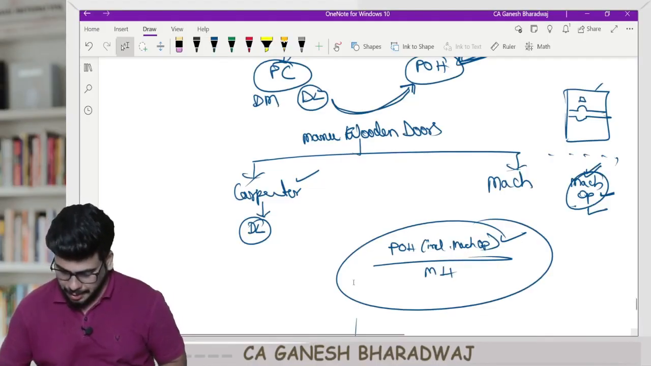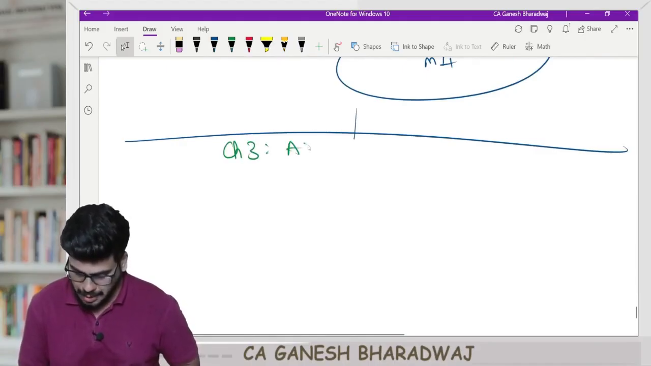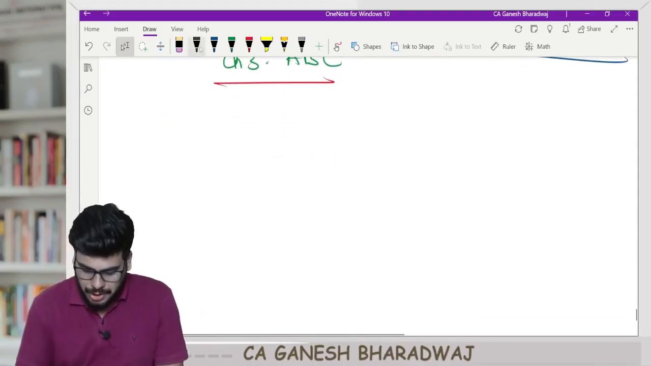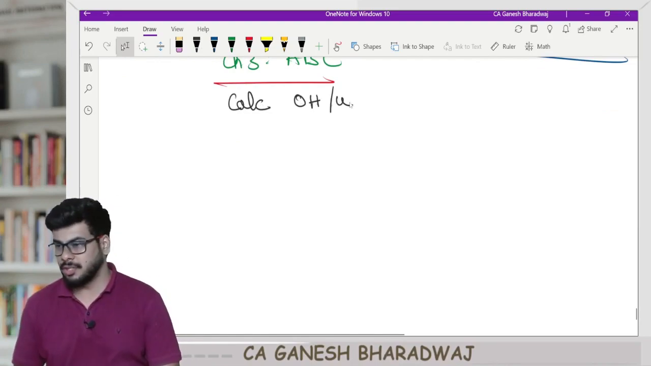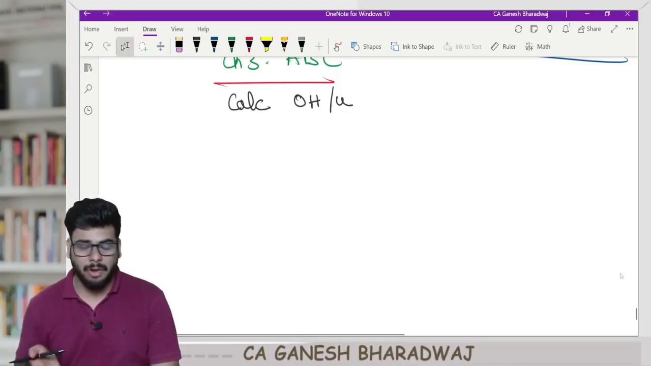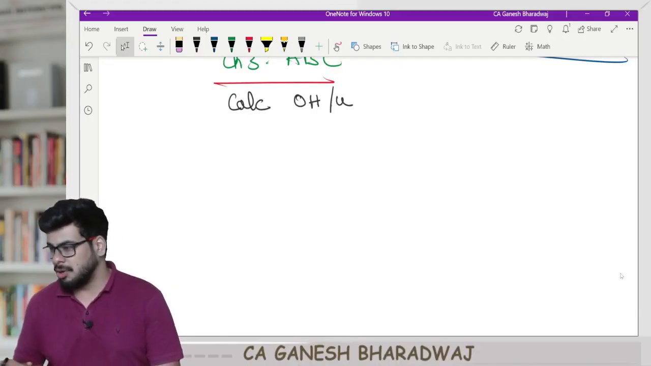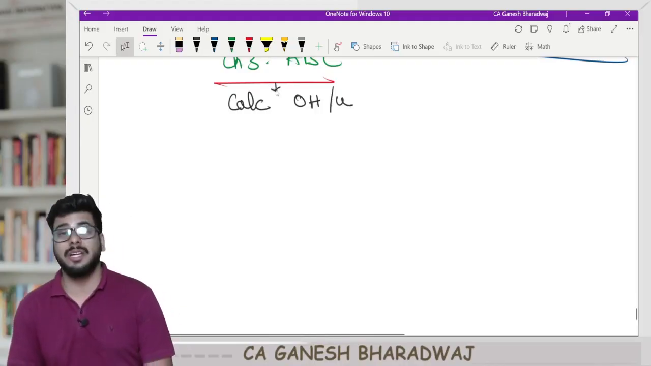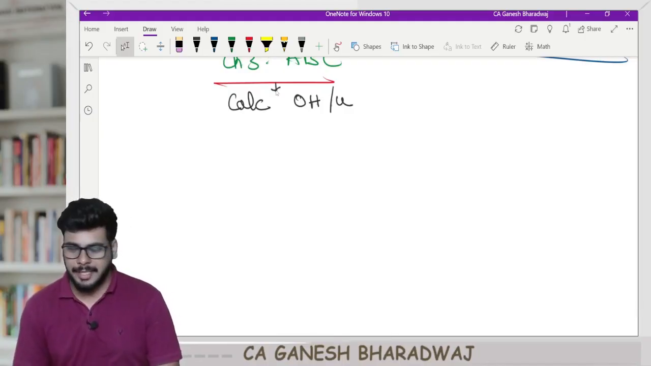Now in this chapter, chapter 3, your ABC, the objective of this chapter is to calculate the overhead cost per unit. Sir, you said this was the objective of the previous chapter also, that is overheads. This chapter also, once again, you are saying the objective of ABC is to calculate the overhead cost per unit. Why do we need two chapters with the same objective? Now let me tell you this.